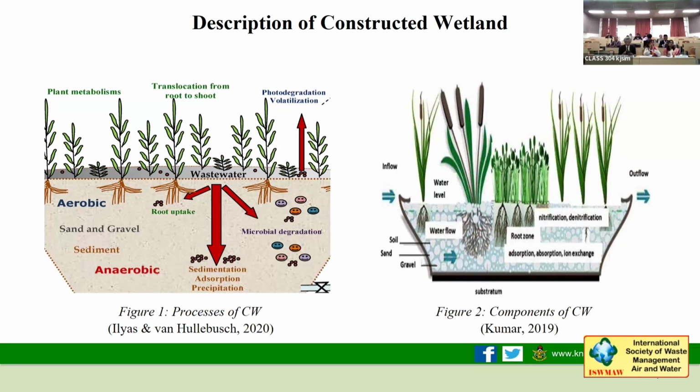Figure 2 shows the components of a constructed wetland, mainly the basin, and then there's a liner, and then the substrate. In this figure, it is soil, sand, and gravel, but sometimes it can change depending on the objective of the researcher, and then water and the vegetation.